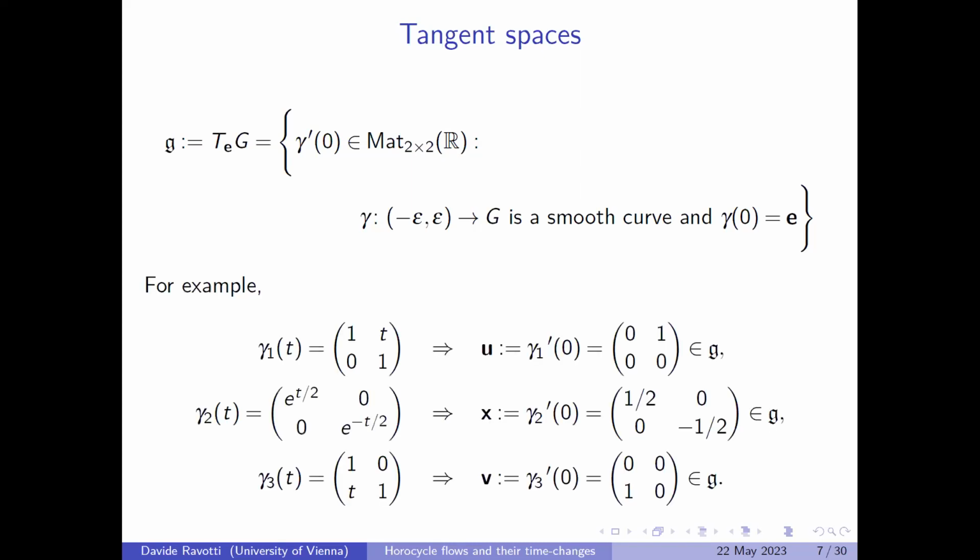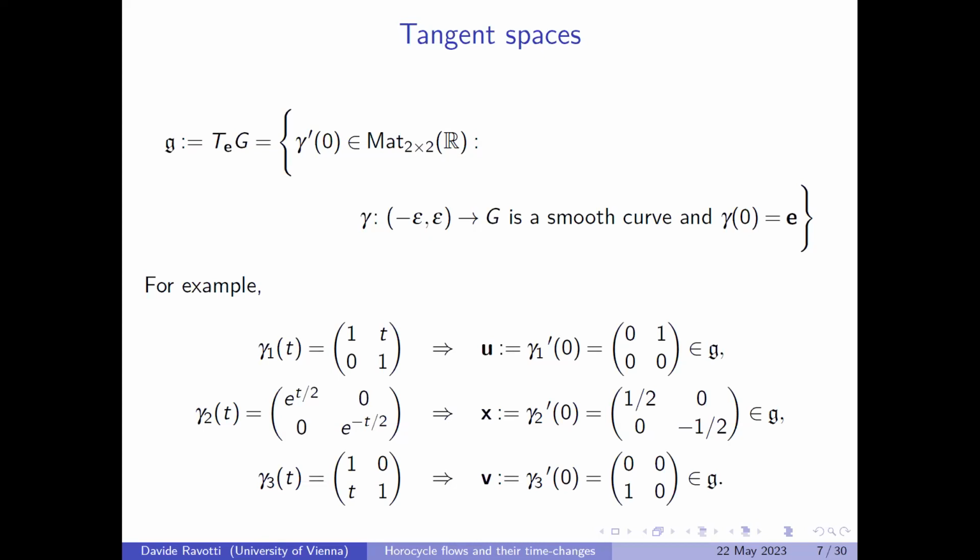So for example, if you take as a curve gamma 1 of t being (1, t, 0, 1), okay, so this is a curve of elements in SL2R, so these matrices have determinant 1. It's smooth because the entries are smooth functions in t, and at 0 it is the identity. So if I take the derivative of this curve at 0, I get by definition an element of my tangent space at the identity. So if I differentiate this with respect to t, I get the matrix (0, 1, 0, 0). And I will call this element U.